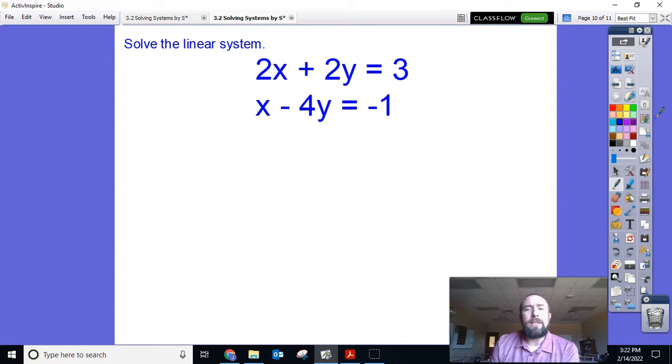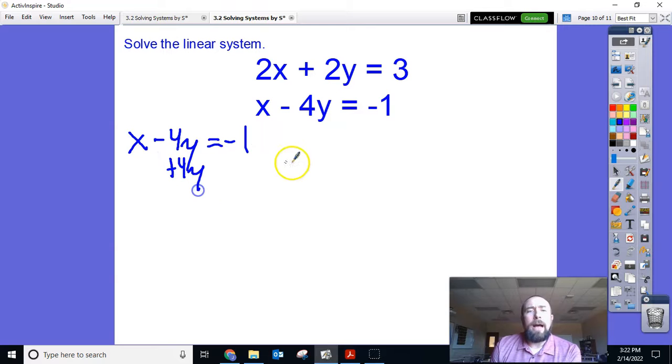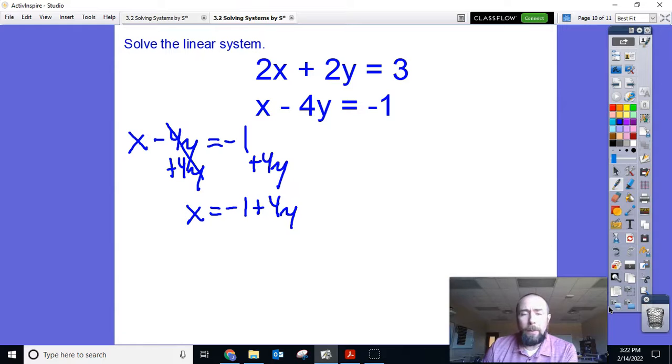Now I know the top equation looks pretty simple, but look at the second equation. It would be easier to get x by itself. So if you look at that, it's just a regular old x. I can add 4y to this side and add 4y to the other side, because it'll cancel it out and move it to the other side. -1 plus 4y, we can't really do, remember?